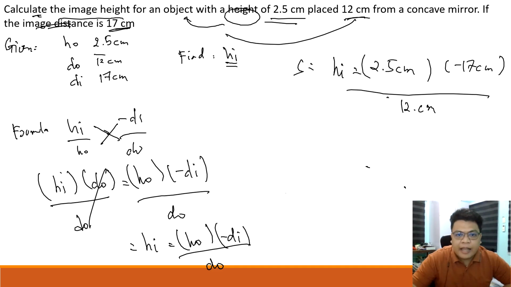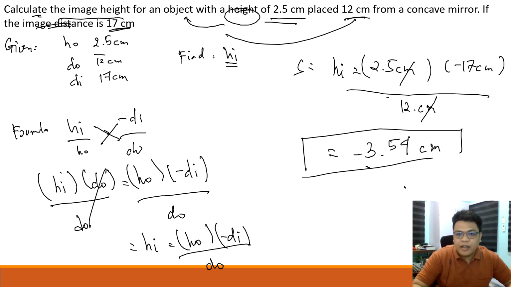So once we compute that in our calculator, wait, I just get my calculator. So we can actually have the value of 3.54 or negative 3.54. So we can actually cancel this unit. So we'll have 3.54 centimeters. So this is the value of our HI.